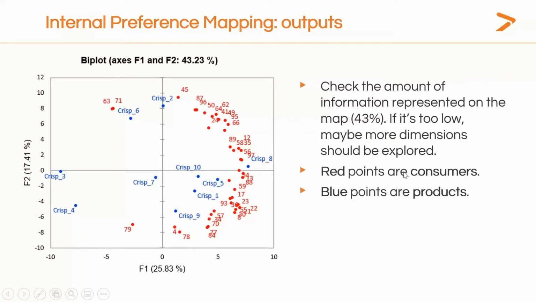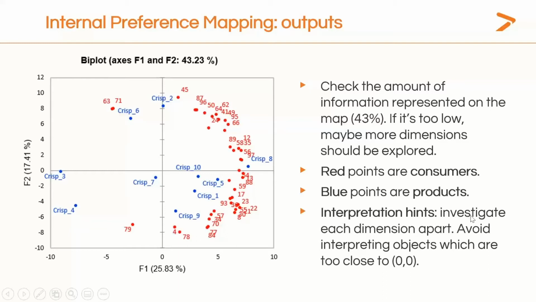The red points are the consumers, so each red point corresponds to one consumer. And the blue points are the products. Now, how can you interpret this? Here are some interpretation hints for those of you who are not really familiar with PCA. But I would strongly advise you, if you're not familiar with PCA, to do some research on PCA or to request some training from ExcelStat or some consultancy.